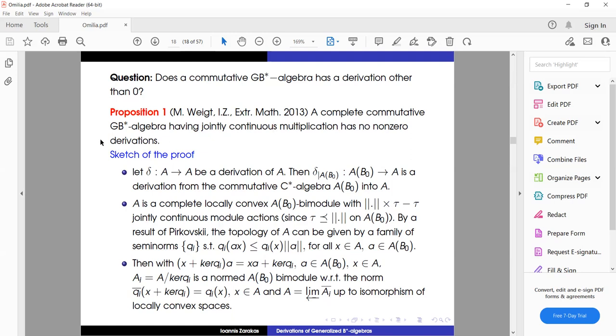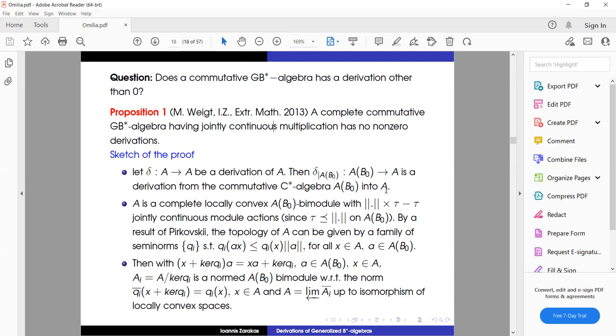The partiality of the result, of course, comes from the fact that we were constrained to suppose that the multiplication is jointly continuous. I have briefly written down some bullet points here, just a sketch of the proof, since I think the setting of the seminar gives us the opportunity to discuss them. We started from the fact that we have a C-star algebra in our hands, densely defined in a GB-star algebra, so focus on it, because we know things about it. Focus on it means take the derivation and restrict it to B_0.